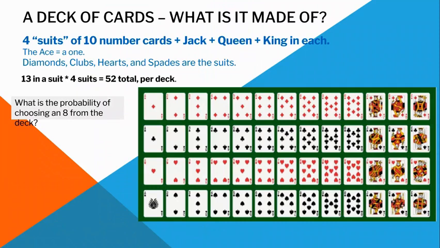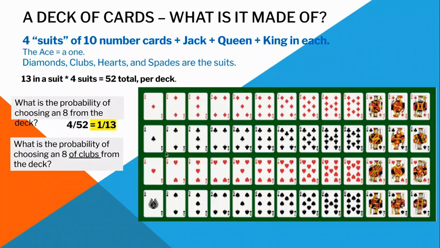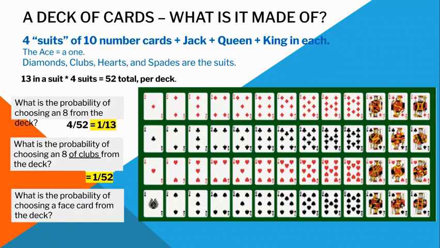What's the probability I choose an 8 from this deck? Well, there's 52 cards. 4 of them are 8s. So I'd go with 4 out of 52, or 1/13. What's the probability I choose an 8 of clubs? That's this card right here. There's only 1 of those. So 1 out of 52.